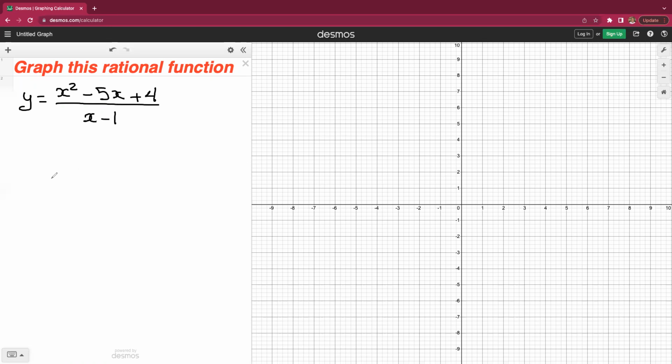So graph this rational function. This question might look hard, but as a matter of fact, it's simpler than what it looks. When you're graphing rational functions, always the first thing you do, if you could factor, you always factor.